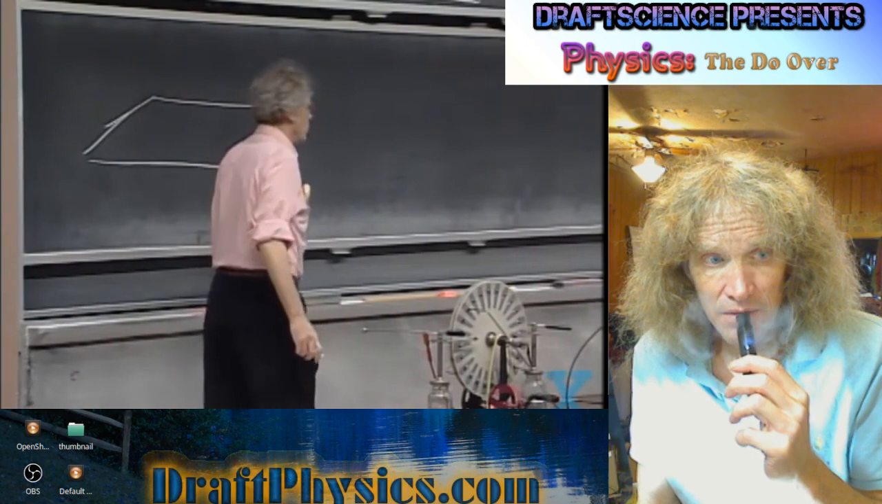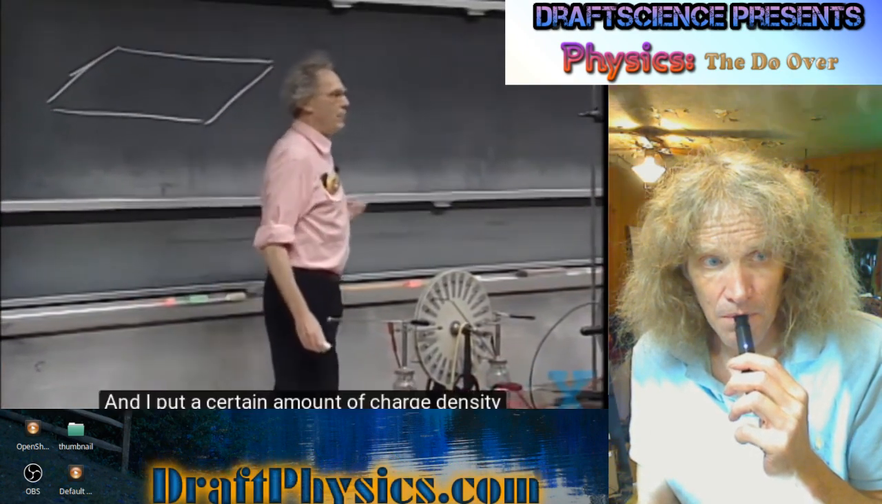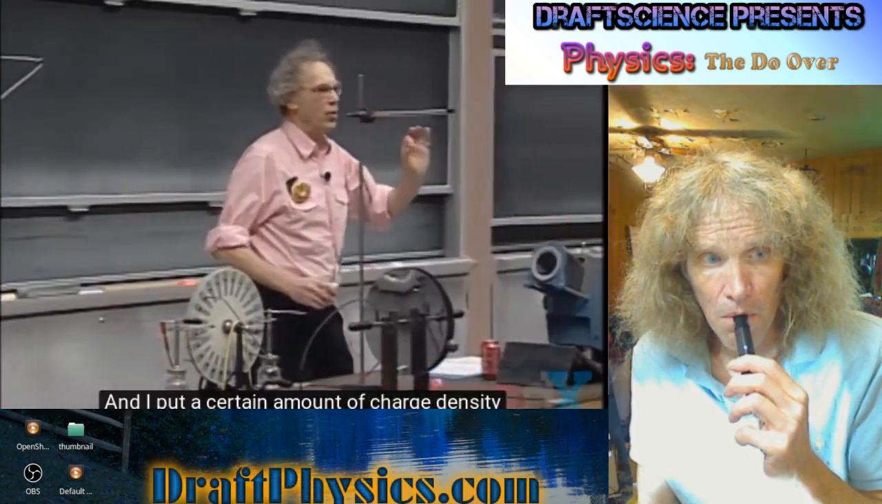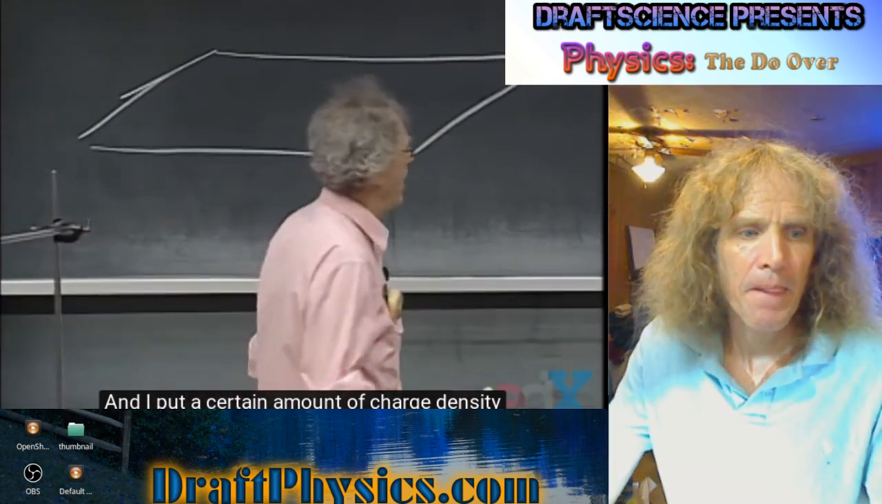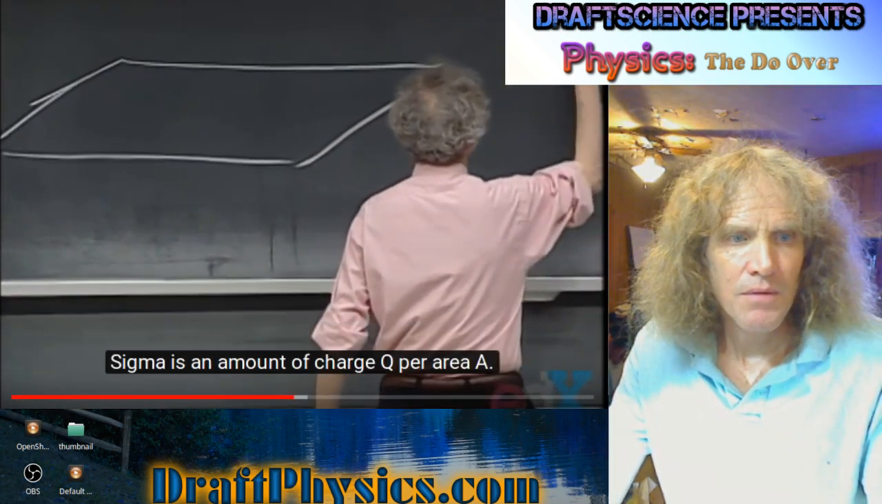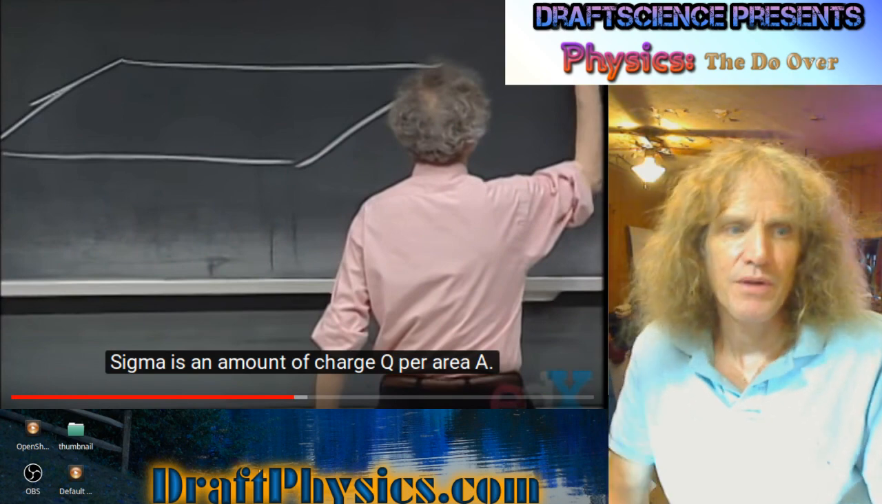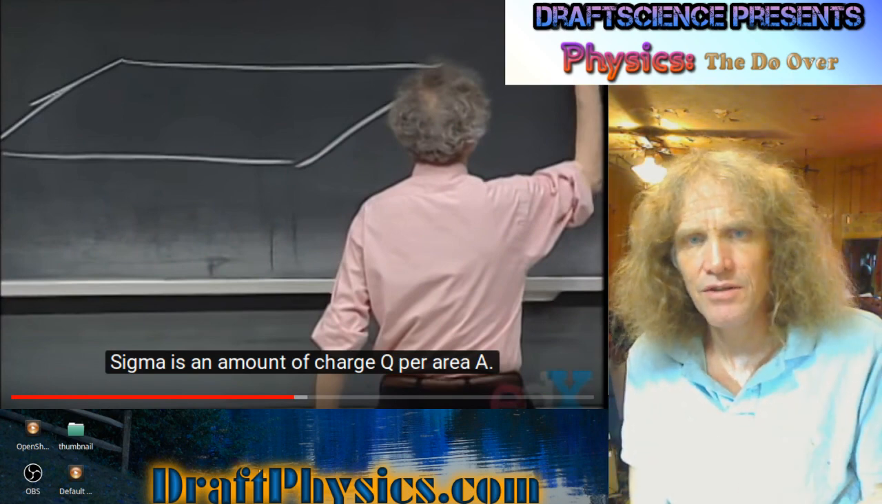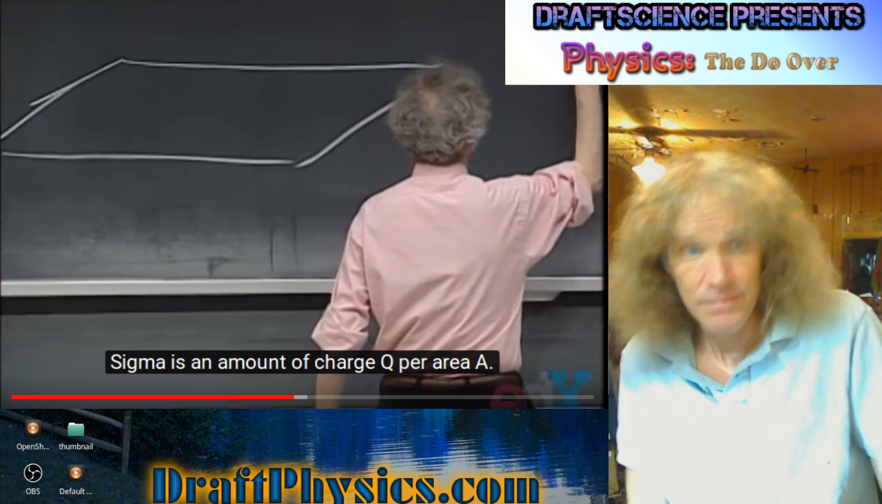And I put on this plane charge. And I put a certain amount of charge density, which I call sigma. Which is annoying that they call things all these weird things. So density just means an amount over a volume.